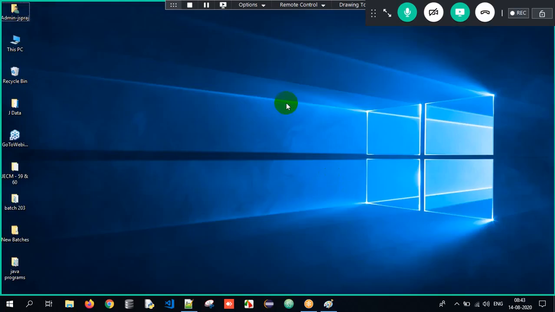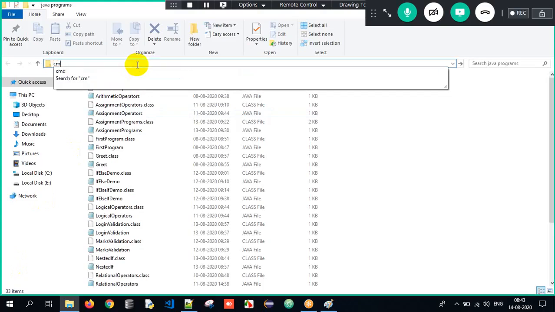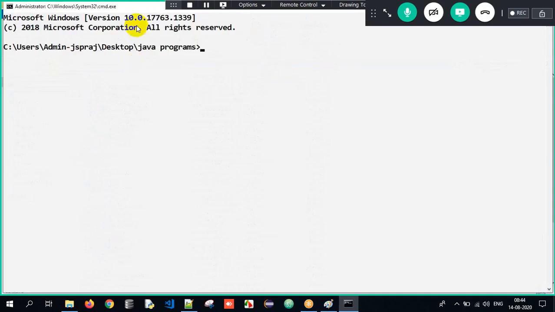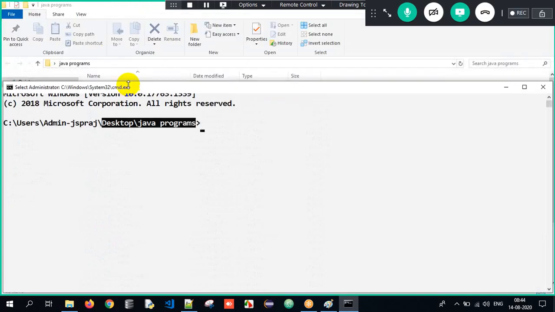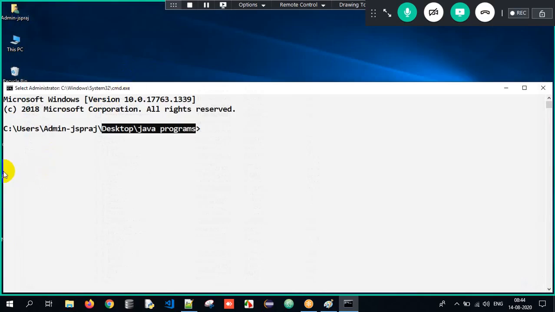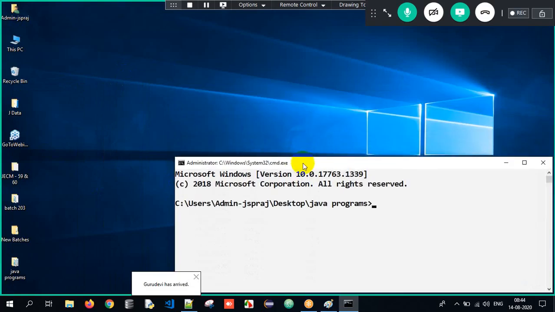But how can we see it practically? I told you one way yesterday. Go to the folder where all your Java programs are stored, go to the URL path here, and just search CMD. Once you search for CMD, your command prompt will get opened in that respective directory itself. See, it's already open in the Desktop Java programs directory. This is the major reason I make use of the command prompt in a beautiful manner.